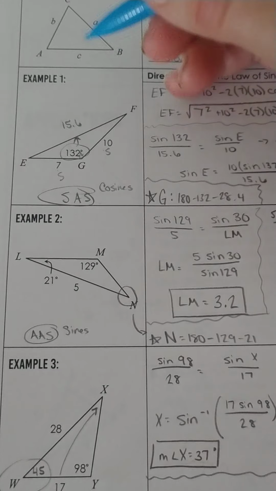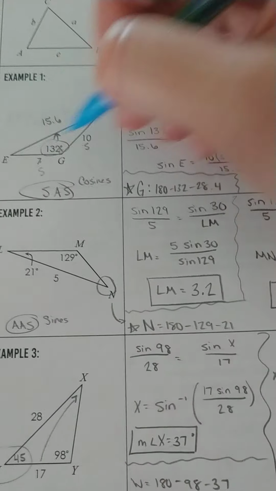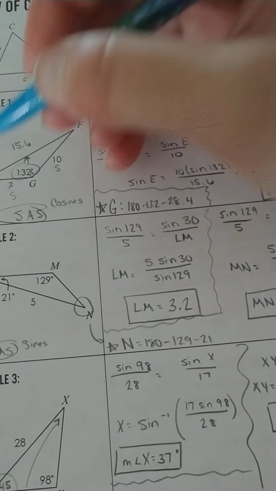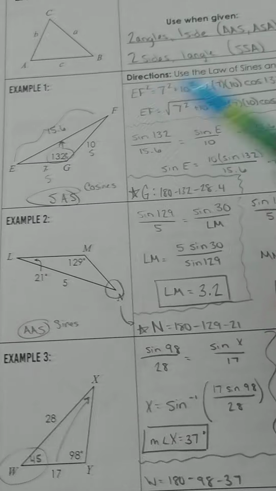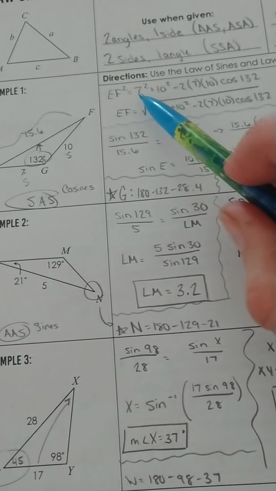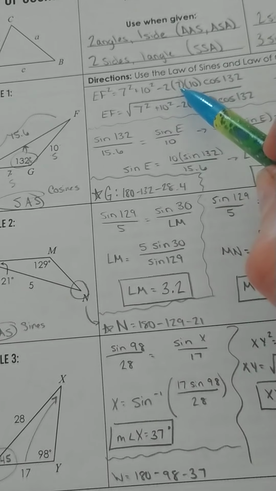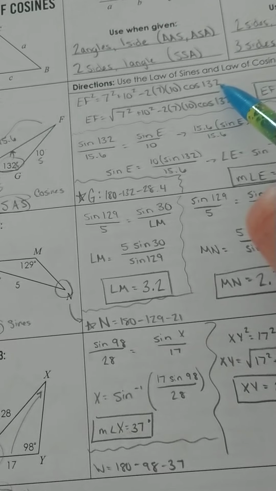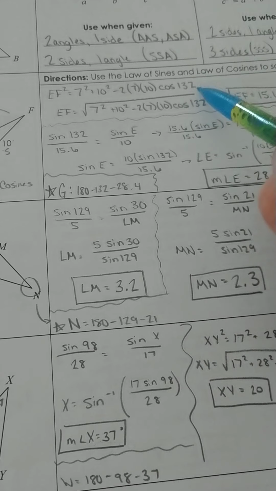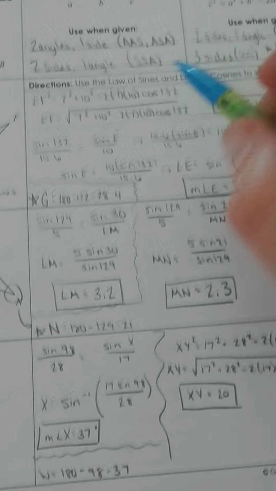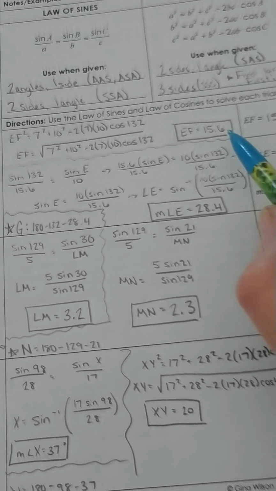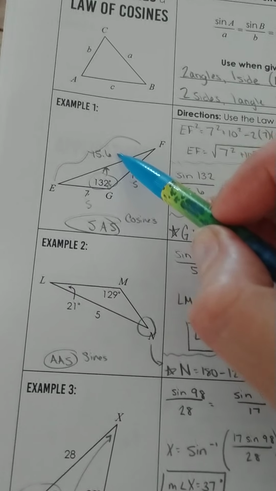Now, you have to determine what you're finding first. So side, side, angle, what's the side you're not given? That is side EF. So we're going to start EF squared equals, what are our other two sides? 7 squared plus 10 squared minus 2 times 7 times 10 cosine of that angle. And if you remember, this is the easy law of cosines, because then all you have to do is take the square root of that. So once you take the square root, that gives us that segment EF is 15.6, which I already had filled out in the figure.